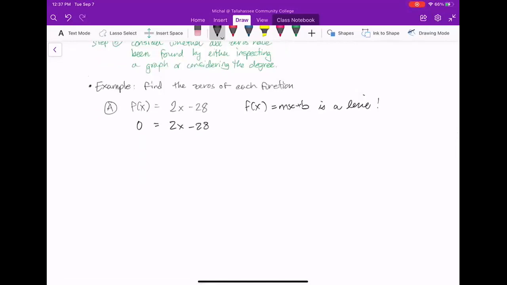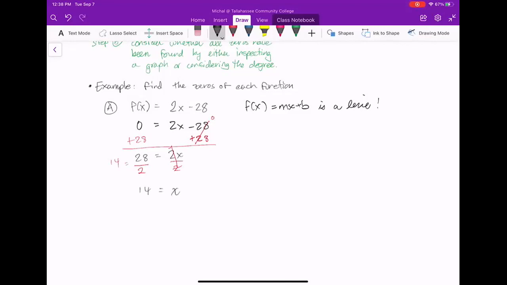Now, because there's no exponent on the x, this makes it very easy to solve. All I have to do is add 28 to both sides of the equal sign. These make a 0 pair, so I'm left with 0 plus 28 is equal to 28. And that's the same as 2x plus 0, which is just 2x. The last step to isolate for my variable is to divide both sides by 2. If I do that, 2 divides 2 one time, and 2 divides 28 14 times. So my final answer is that x equals 14.